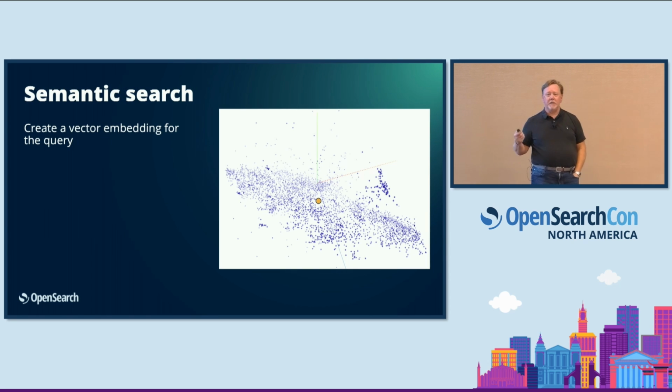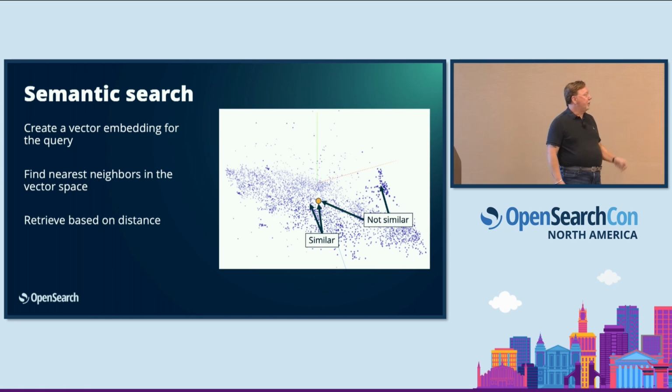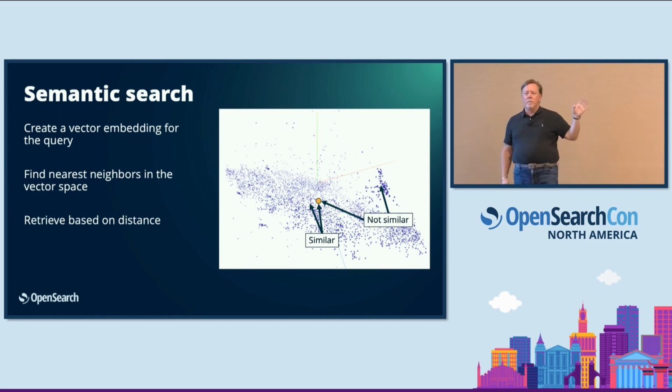So semantic search is the means of matching vectors. We create a vector embedding for the query. If you can't see it, there's a much larger dot right in the center there. And the core idea is, okay, well, we'll retrieve based on distance within this big space. If it's really close, then we'll say that's similar, we should retrieve that one. If it's far away, we'll say, okay, that's not similar, we should not retrieve that one, right? That's the core of what OpenSearch is trying to accomplish when we're doing semantic search and vector matching.